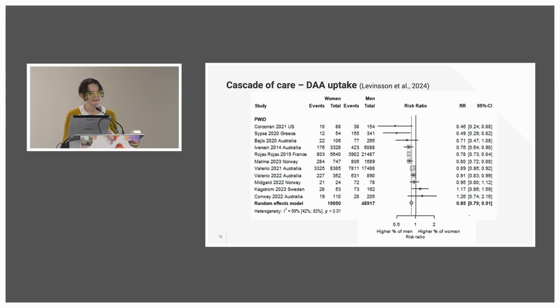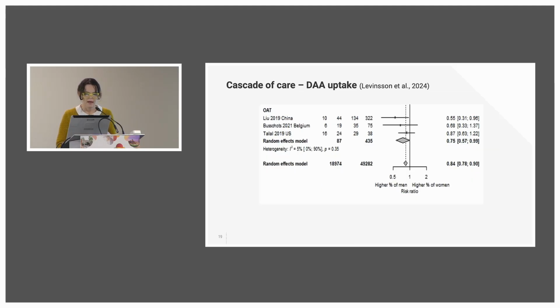So despite higher testing in women, uptake of DAA therapies is higher among men. And that's true for community recruited samples. Most of these studies show this difference, and the summary relative risk was 0.85 in favour of men. And it's true of OAT samples as well, although there are fewer studies.